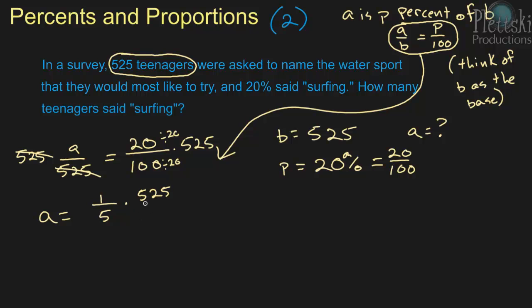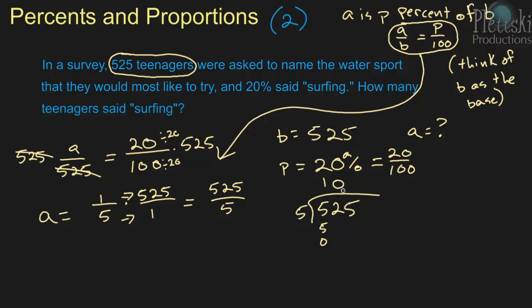And 525 can be written as a fraction. We can just write it as 525 over 1, and then multiply straight across, and you would get 525 over 5. So all we have to do now is divide 525 by 5, and we'll have A. So 525 divided by 5. Well, 5 goes into 5 once. 5 doesn't go into 2, so we have to put a 0. Remember to put a 0 there, otherwise you'll get the wrong answer.